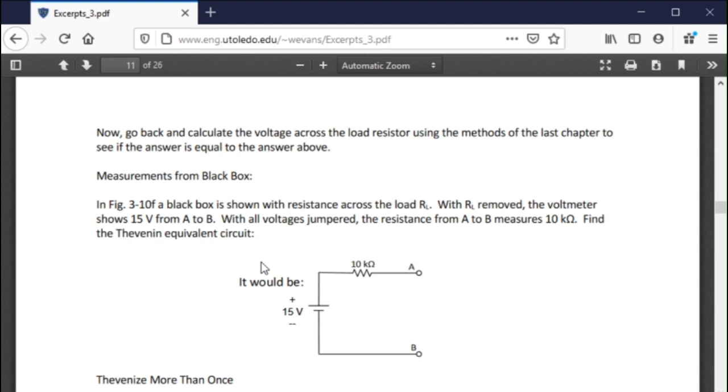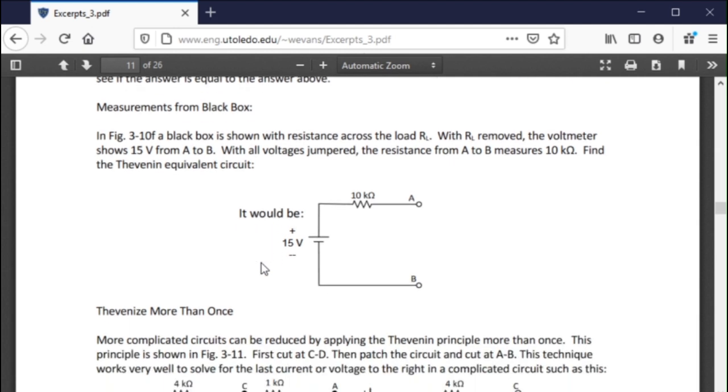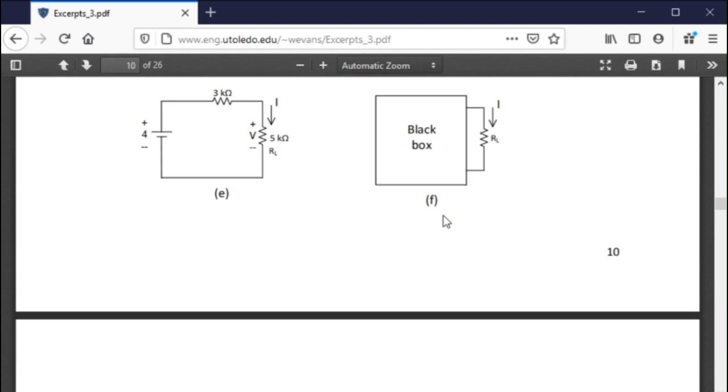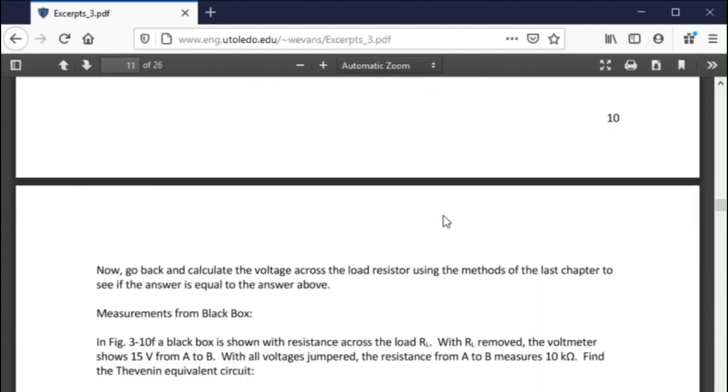Here is a black box. Right here's the black box. In this case, we do not know what's inside. But if I measured the voltage and the current across the output, I could find the value of the V Thevenin, and I could find what the R Thevenin is. So you can find what the R Thevenin and V Thevenin are with the black box.